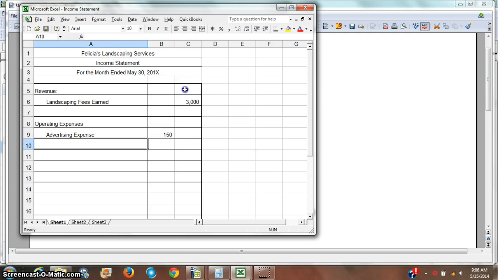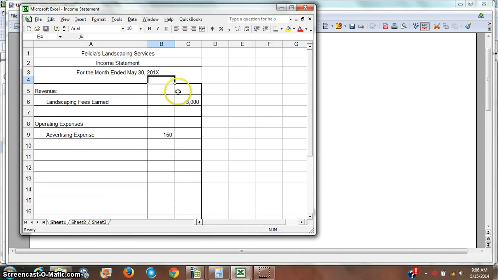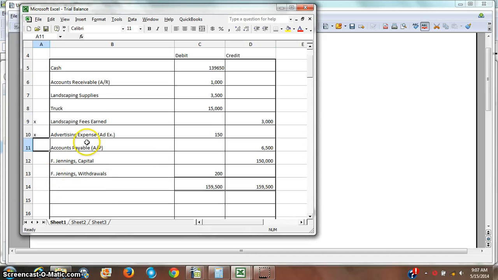And I want to make a point about these columns here. These columns are no longer debit and credit. On the trial balance, I've got debits here and credits here. On the three financial statements, this isn't debits and credits anymore. This is the total column, and this is the subtotal column. So I'm going to put this in the subtotal column because I'm going to add up all of my expenses and then put it in the other column. So there's the first one, advertising expense.